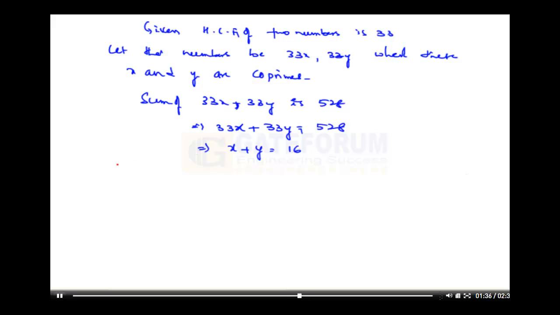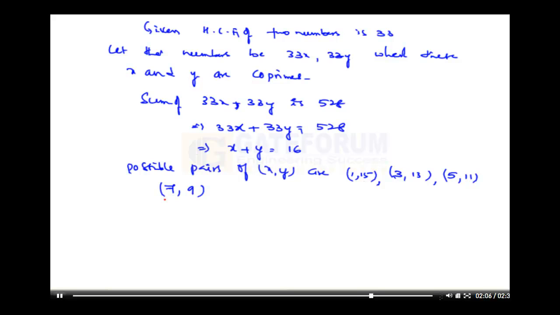So we may observe the possible pairs we can write. The first pair is 1, 15. These two are co-primes. The second pair is 3, 13. The third pair is 5, 11, and the next pair is 7, 9. No other pair can be formed as co-primes of these two numbers. So how many pairs are we getting? 1, 2, 3, 4. Therefore the required number of pairs is 4, and option C is the right answer.